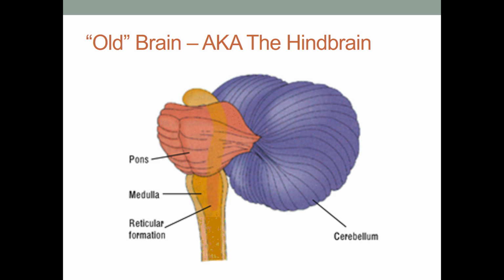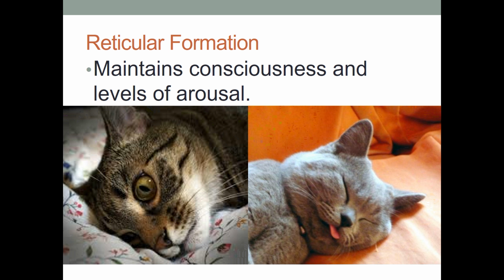So the first of the structures right at the top of the spinal column is the reticular formation. The job of the reticular formation is to maintain our consciousness and levels of arousal. So if it weren't for the reticular formation, you wouldn't be able to wake up. You would be in a constant coma. And we know this because we've done some research with cats where we've severed the reticular formation, and the cats fall into a coma from which they can't be aroused without artificial stimulation from an electrical current.